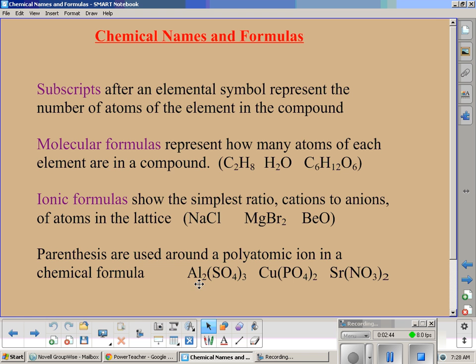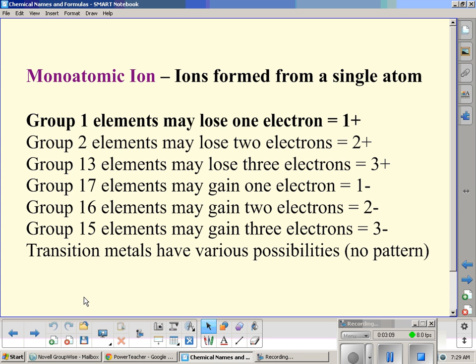So we have aluminum, 2 aluminums, 3 sulfates. We have 1 copper, 2 phosphates. We have 2 nitrates. And just so you don't get confused, the 4 here in the sulfate right here, this 4 means there are 4 oxygens, but there's only 1 sulfur per each polyatomic ion. Okay, monatomic ions. We'll start out simple here.